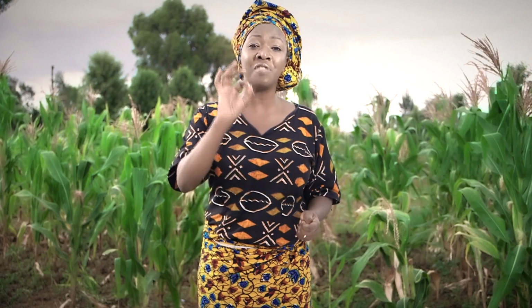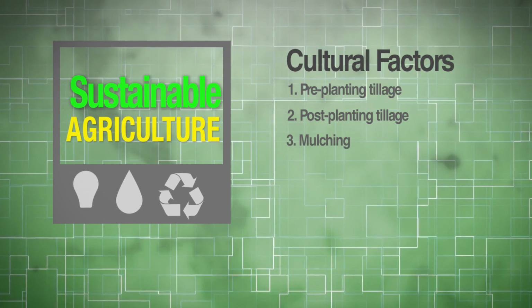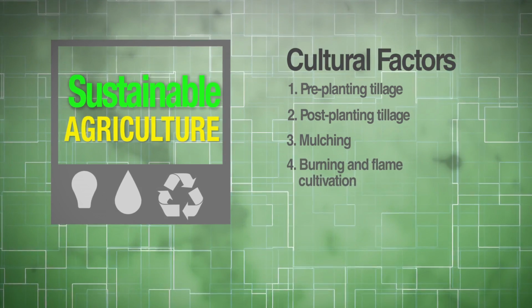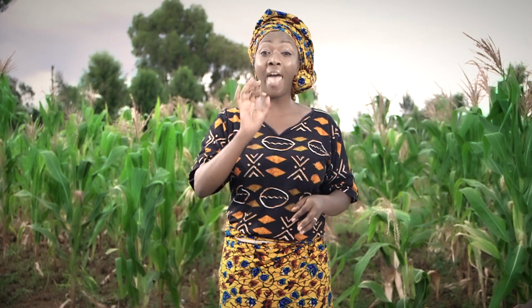Hand pulling is practical, efficient, suitable for annual weeds, but not ideal for perennial weeds because of their vegetative reproductive structure. 3. Mulching. This involves covering the soil with crop residues to suppress undesirable weeds. 4 tons of dry residues are recommended to cover 1 hectare. 4. Burning and flame cultivation. Fire, especially at the end of cropping season, can be used to destroy weeds and their seeds.